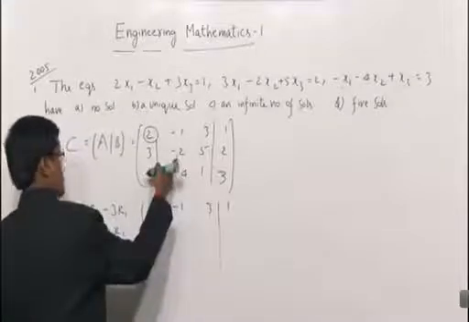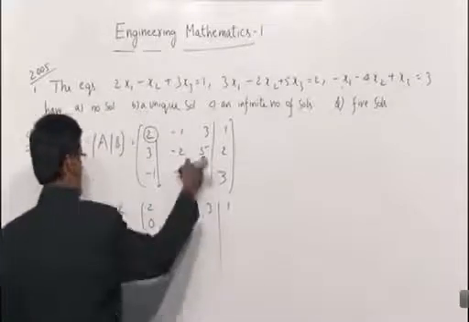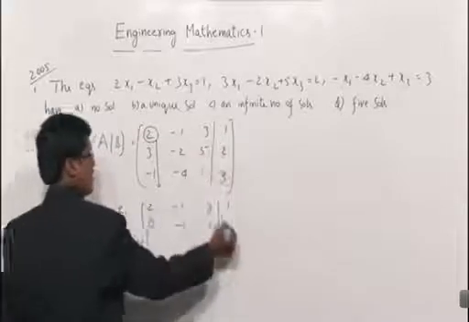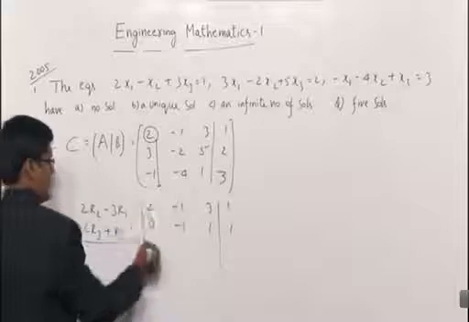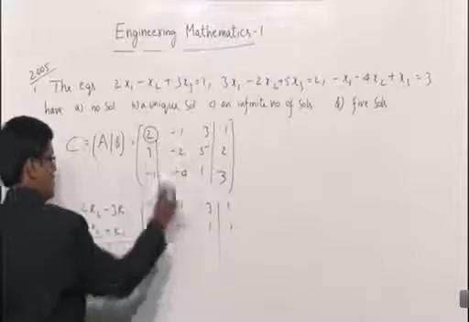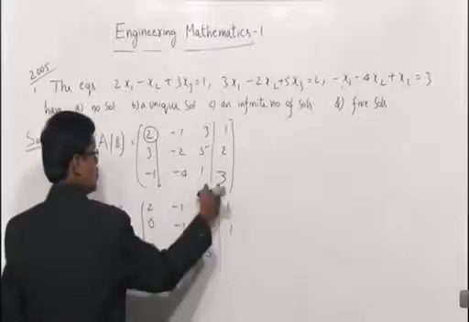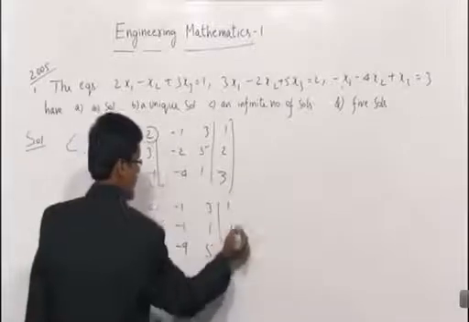This becomes minus 4 plus 3, minus 1; 10 minus 9, plus 1; 2 into 2, 4, minus 3, plus 1. Next, this becomes 0, minus 8 minus 1, minus 9; 2 into 1 plus 3, 5; and 2 into 3, 6, plus 1, 7.